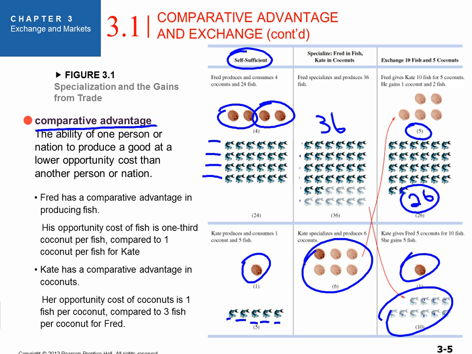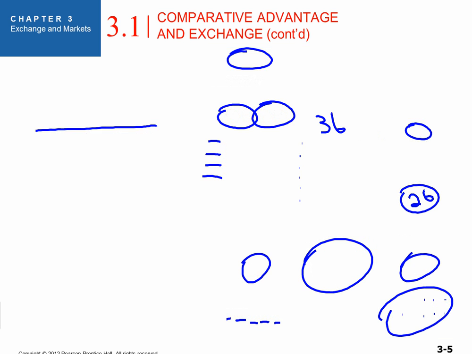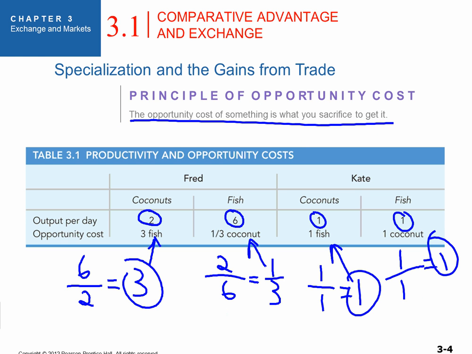So in this case, both are better off because of trade, and the reason they traded was because each one had a comparative advantage in one product. And that's kind of interesting because if you think about it, Fred is better at growing coconuts and catching fish than Kate, but they can still trade because their opportunity costs are different.